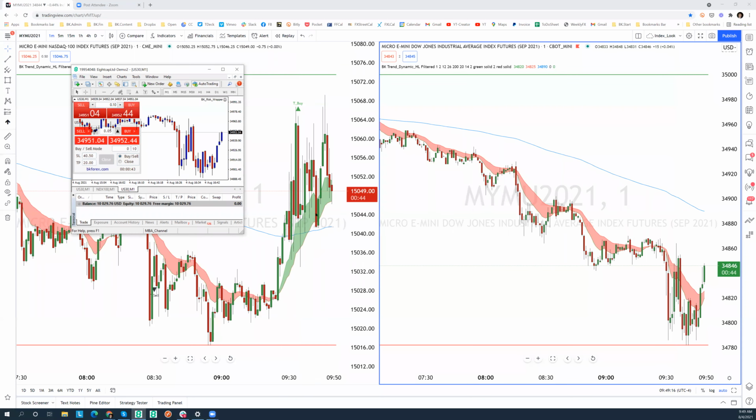So NAS is sort of trapped here. And it's interesting because I think it's one of those things where maybe after 10 o'clock, we're going to get a resolution of the move.